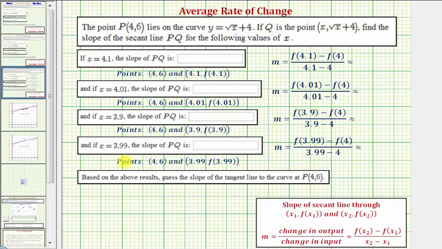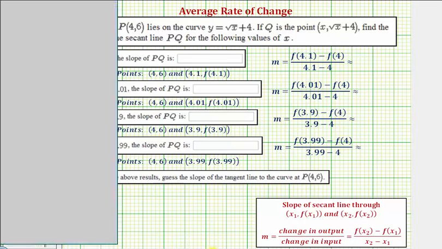And finally, for x equals 3.99, we have the same, the change in the outputs divided by the change in the inputs. And again, we'll use the calculator to find these function values. And again, we already know f of 4 equals 6 because we're given the point (4, 6), but we'll go ahead and keep it consistent and use this function notation.